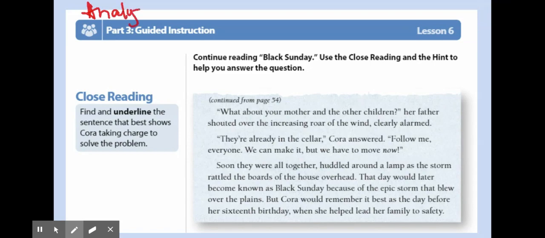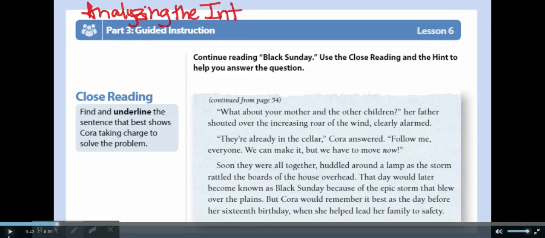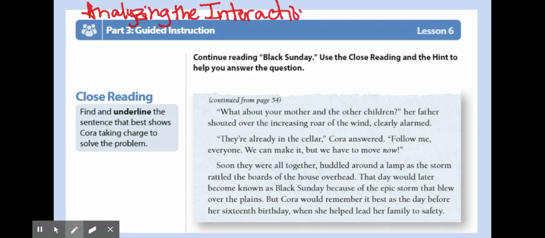Analyzing the interactions of story elements.